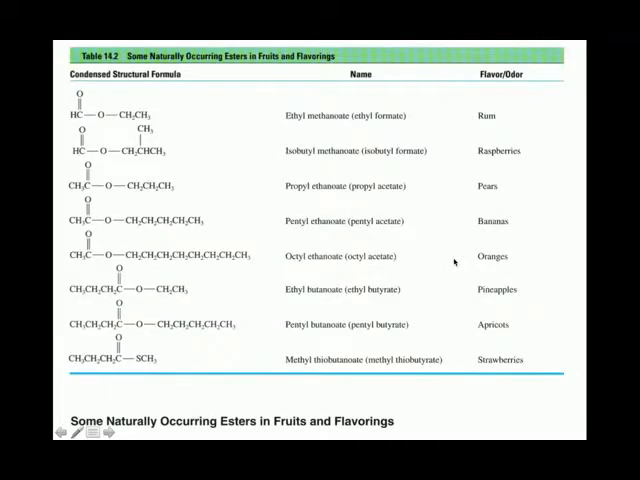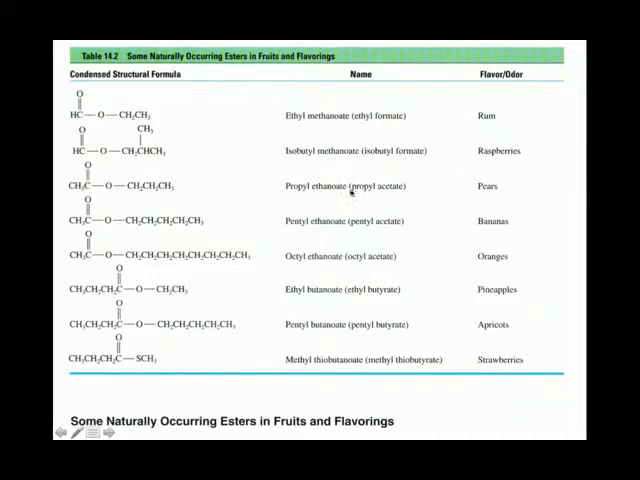Yep, there we go. All right, and here are a bunch of different esters that you can check out. And notice the flavoring. So rum flavor is ethyl methanoate, or ethyl formate, and that's what it looks like. Now we could make it by taking methyl alcohol and acetic acid would do it. That was ethyl methanoate. And here we have isobutyl methanoate, the flavor of raspberries.